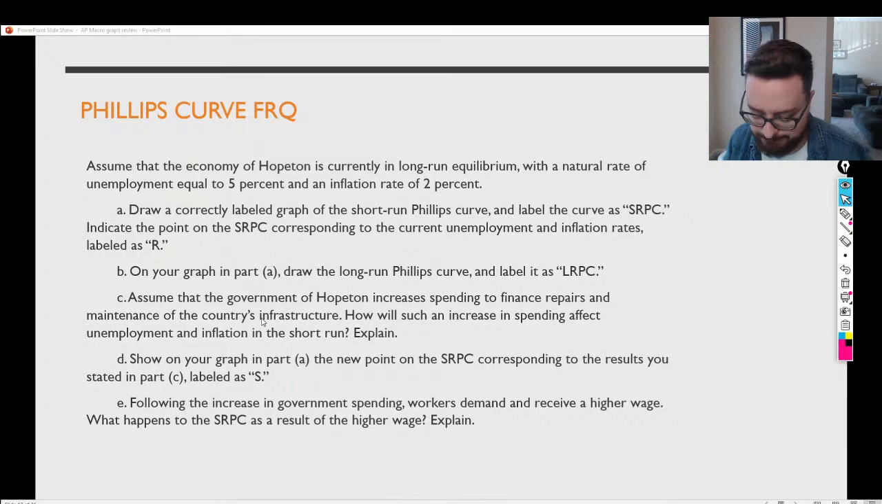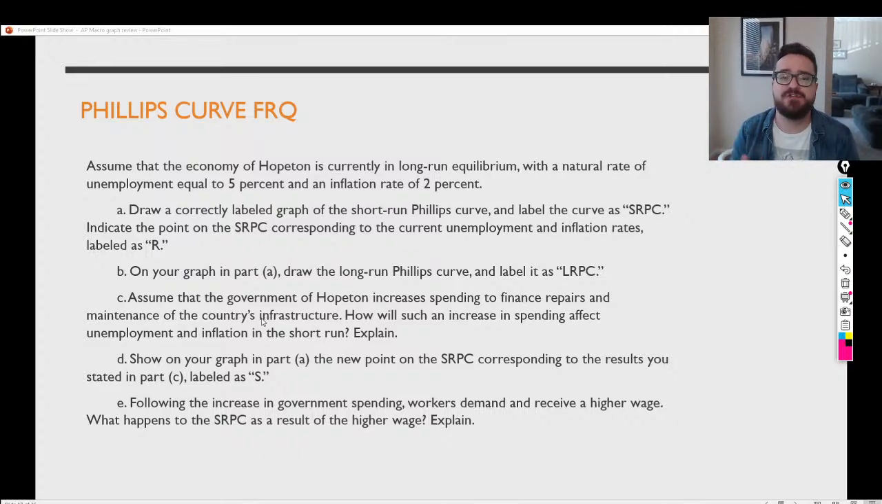And then E, last question here. Following the increase in government spending, workers demand and receive a higher wage. Okay, so government spent more. We start paying our workers more. Great. What will happen to the SRPC as a result of the higher wage? This is also an aggregate demand supply question. This is just like C, except it isn't asking about unemployment and inflation rate. It's asking about the Phillips curve itself.